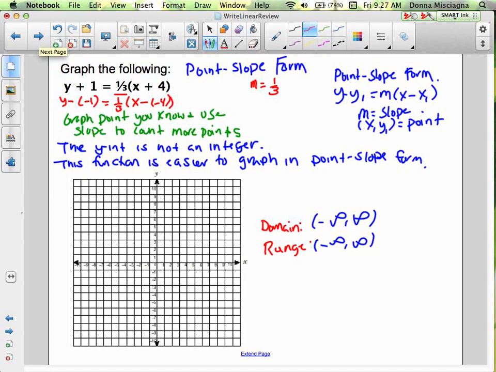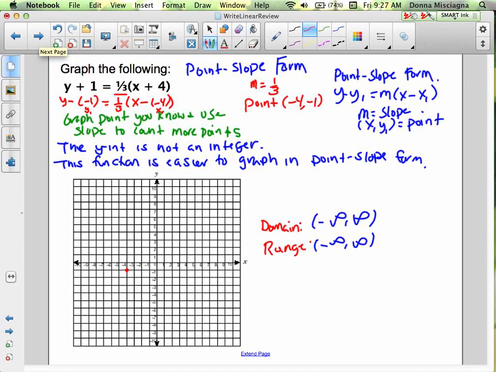All right, so that means the point is negative 4, negative 1, right? Because this is the x, right? We're adding it to x, so this is the x coordinate, and this is the y coordinate. So our point is negative 4, negative 1. So we'll graph the point negative 4, negative 1. We have a slope of 1/3.